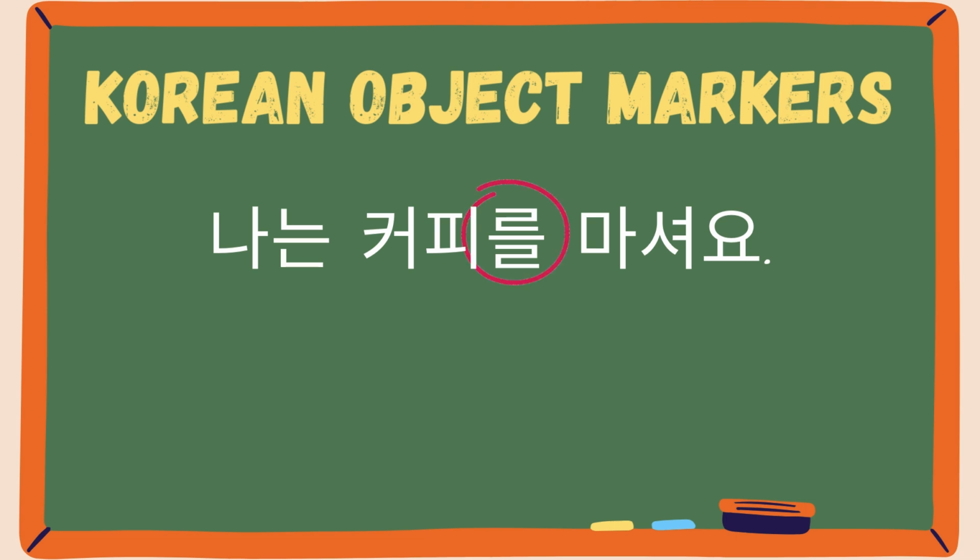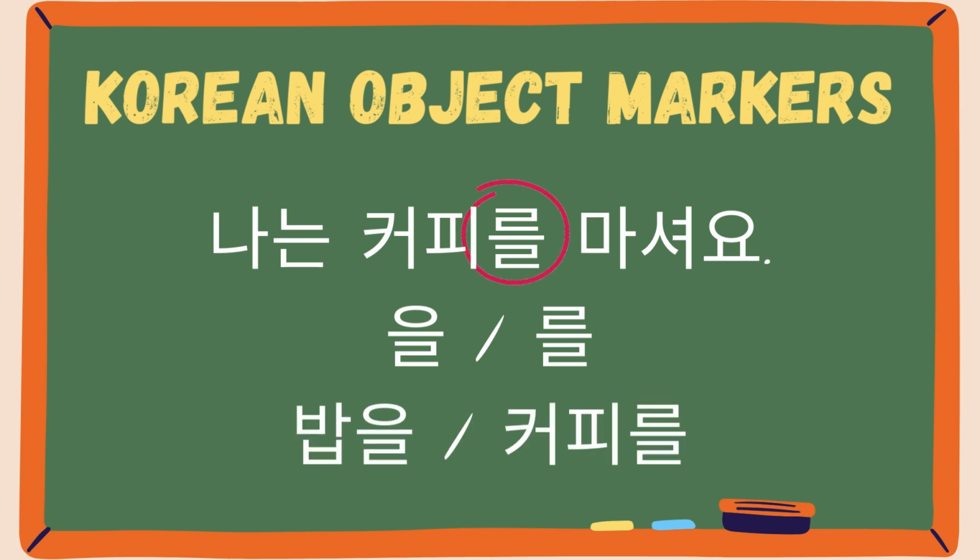The Korean object markers are 을 and 를. And which one you use depends on whether the noun ends in a final consonant, called 받침 in Korean. For now, just keep that in mind. We will go into more details in other videos about particles, 조사.